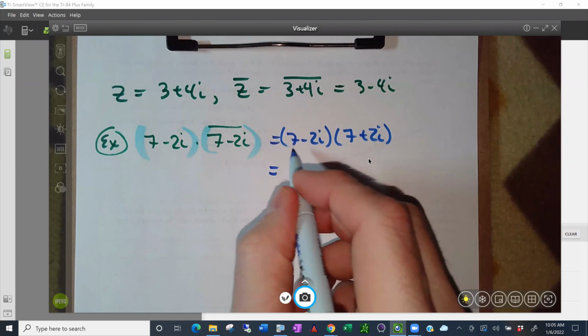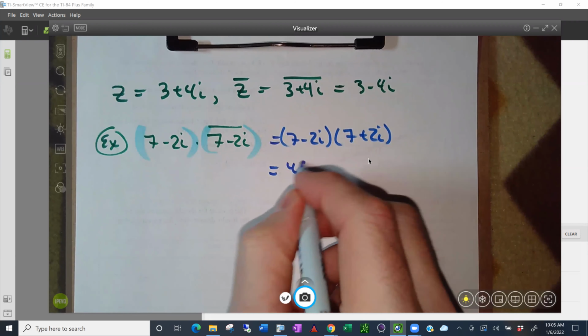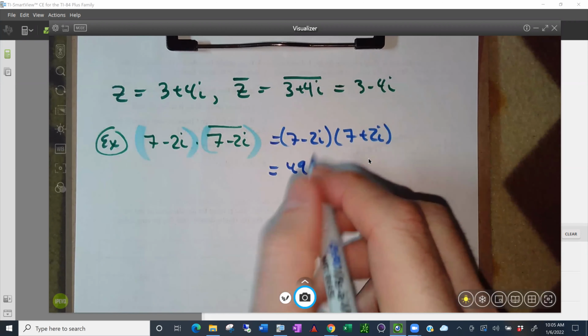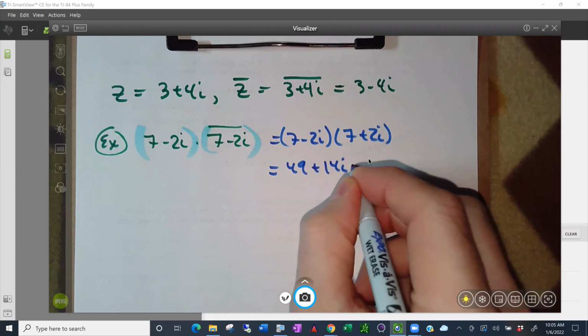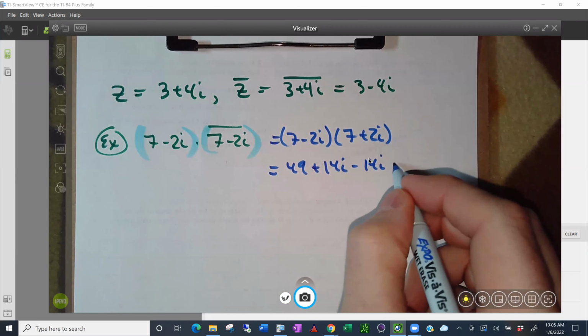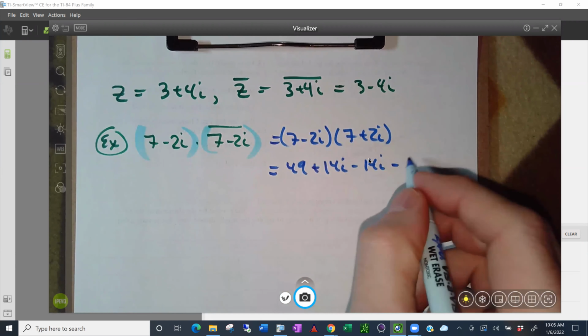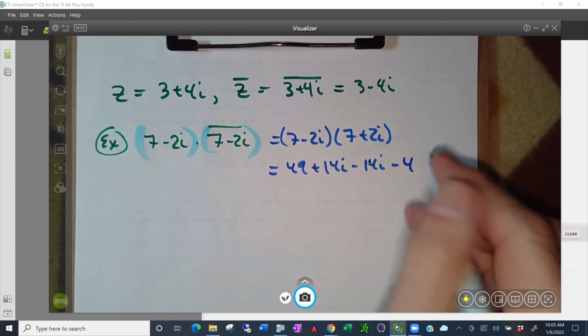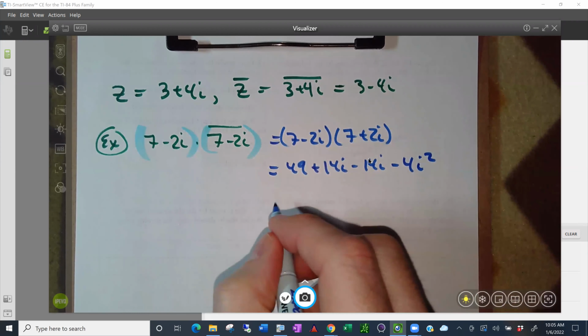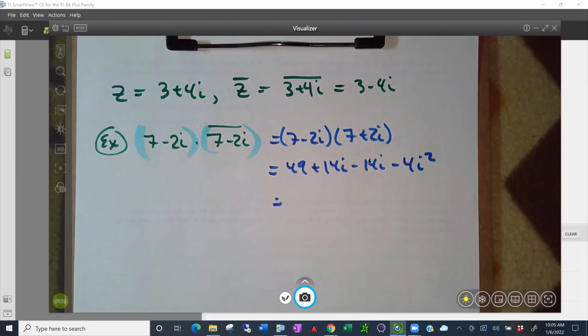Let's see what happens. So 7 times 7 is going to be 49. Outside terms give me a plus 14i. Inside terms give me a minus 14i. And the last one, minus times a plus is a minus. 2 times 2 is 4, i squared. Now, do you see the really cool thing that's going to happen when we try and simplify this? Anyone see that?